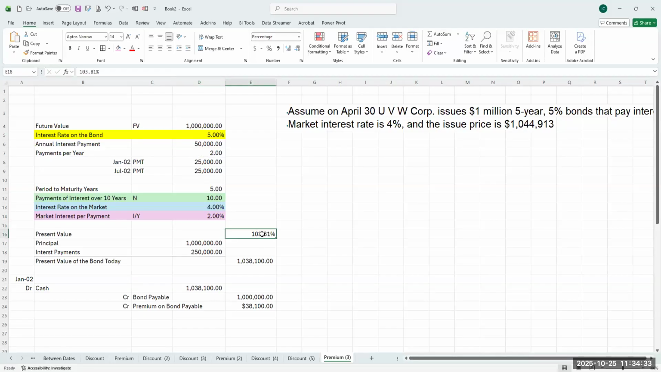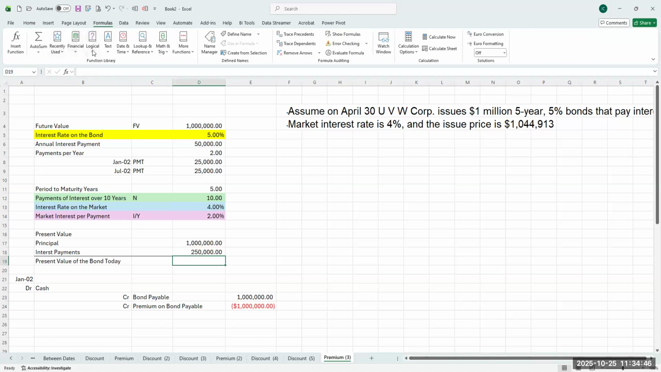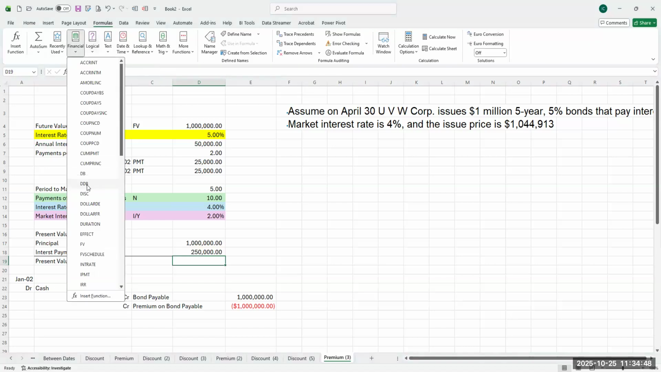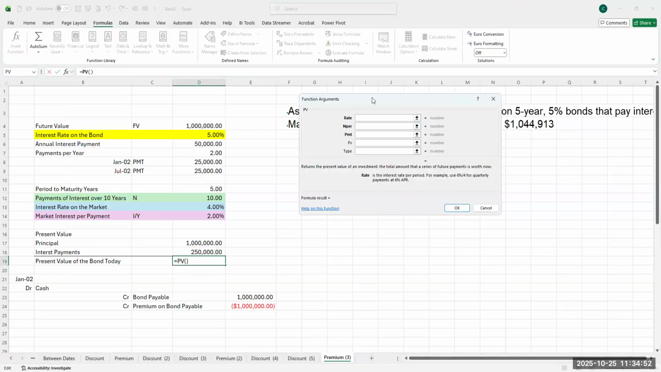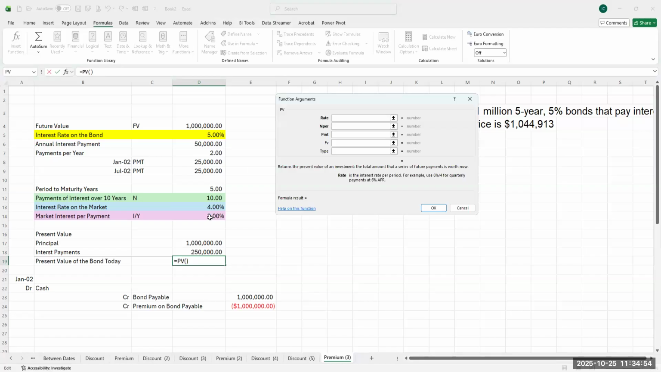So the 2% will be our market rate that we have to use in our formula. Now we're going to the formulas and we're gonna get the financial function again, present value. And the present value will be the rate, which is the 2%, the market rate per payment.